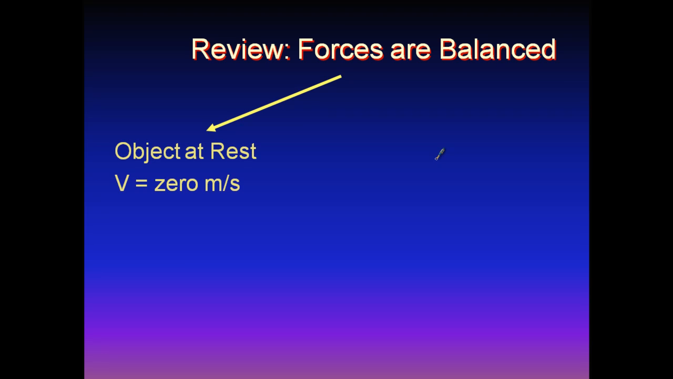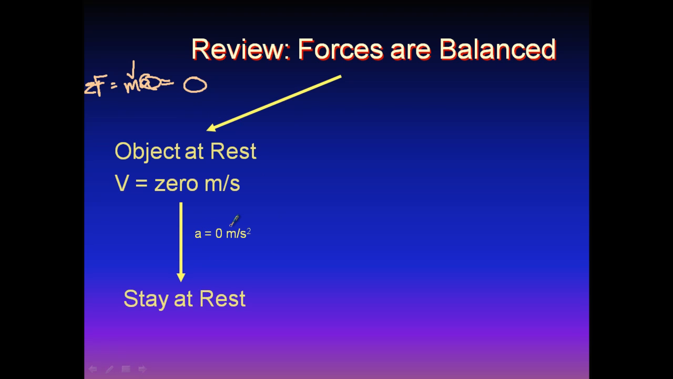So object at rest, the velocity equals 0 meters per second. If they're balanced forces, that means the acceleration equals 0. I don't think I showed that. I'll show that real quick. So force equals ma. Net force equals ma. And if the net force is 0, everything's balanced. Obviously mass can't be 0, so that means acceleration must be 0. So acceleration equals 0. If an object's at rest and there's no acceleration, it will stay at rest.